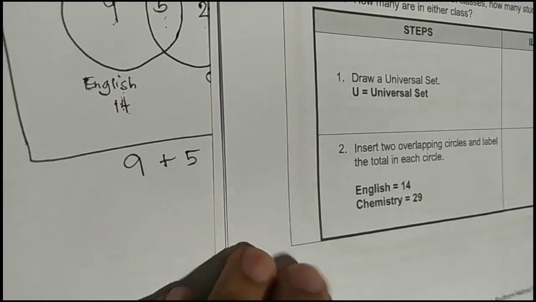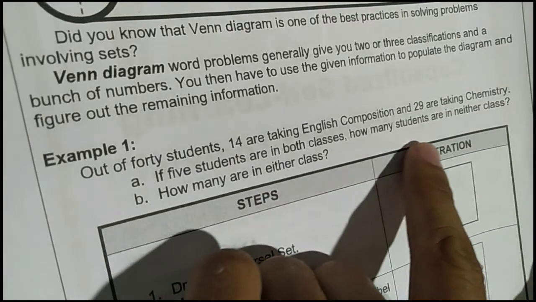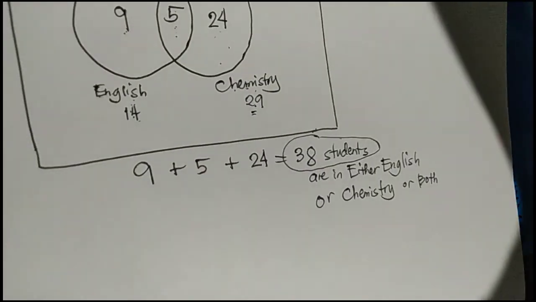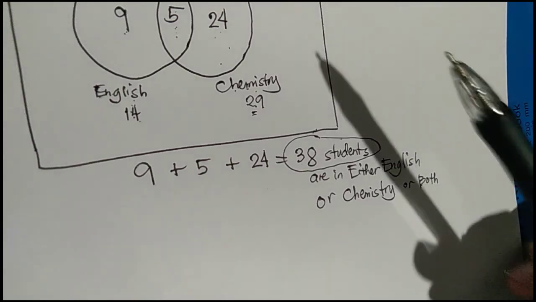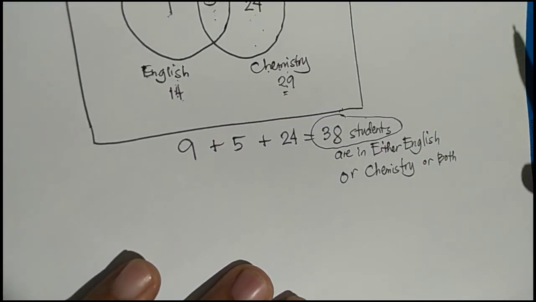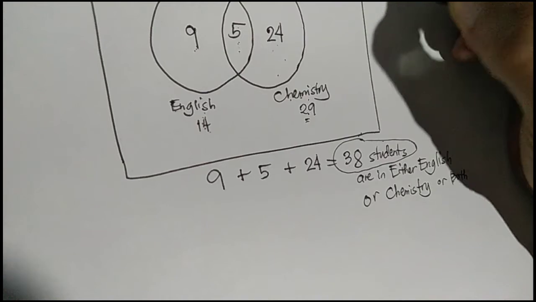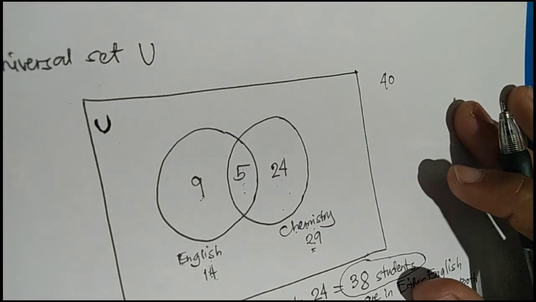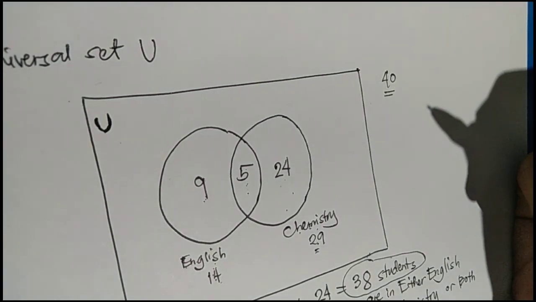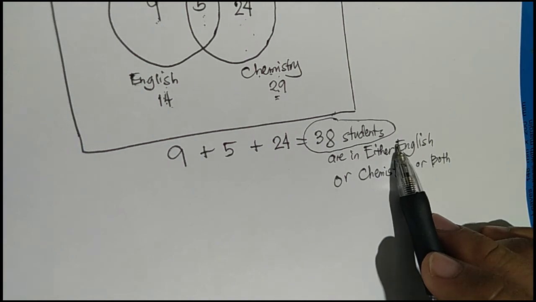How about letter A? If 5 students are in both classes, how many students are in neither class? This leaves 2 students. As you remember, there are 40 students, the total number of students, but only 38 students are in the classes. So how many are not in a class?